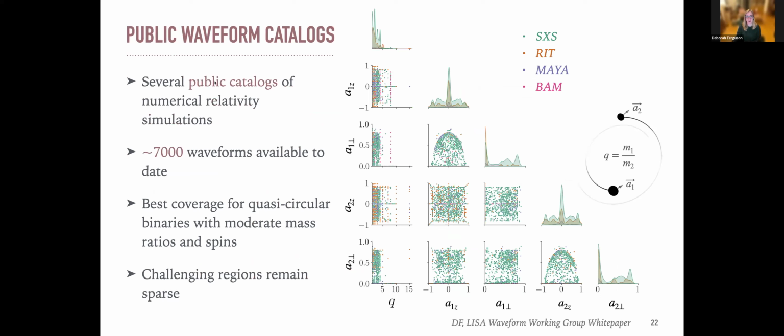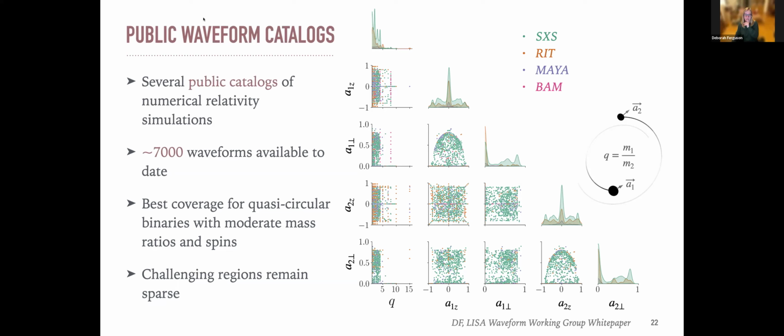Now, specifically, here is also a shot from the Waveform Working Group white paper, which does mean this plot is slightly out of date. We need a newer version that includes some of the more recent catalogs that have been published, but it is still semi-accurate, at least qualitatively, and shows us the idea of where the parameter space is covered.